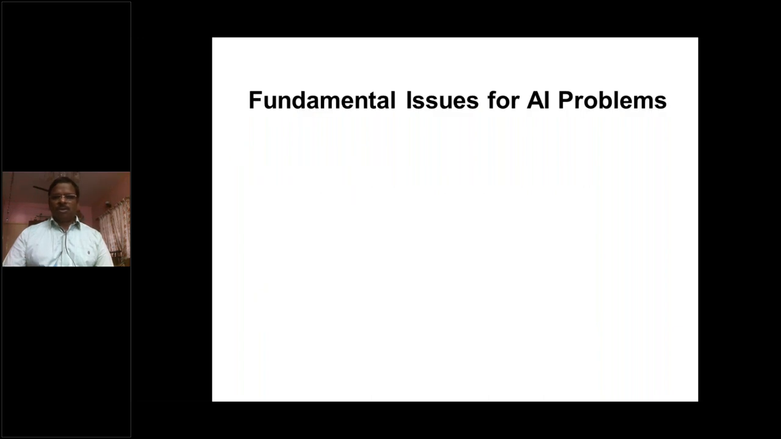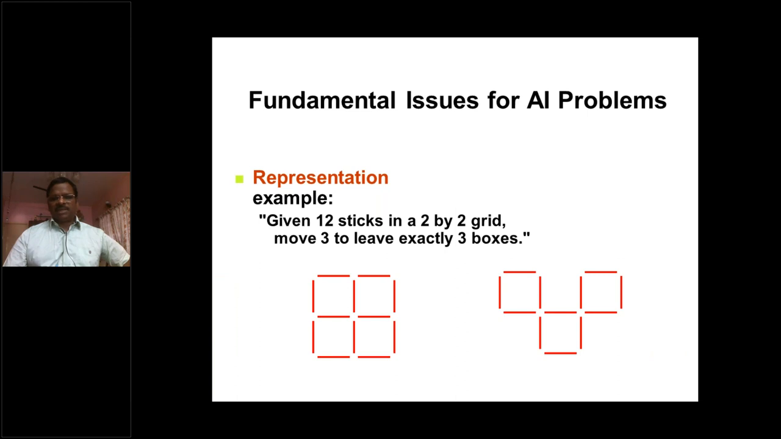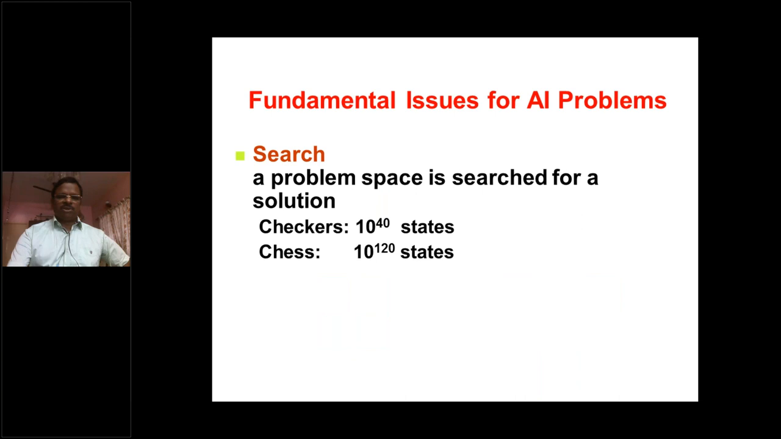Okay, what is another example of representation? Given 12 sticks in a 2x2 grid, move 3 to leave exactly 3 boxes. Here there are 4 boxes. Using the 12 sticks, we can represent only 3 boxes. So this is the way of representing our knowledge in the machine. This is the concept of the intelligent machine.